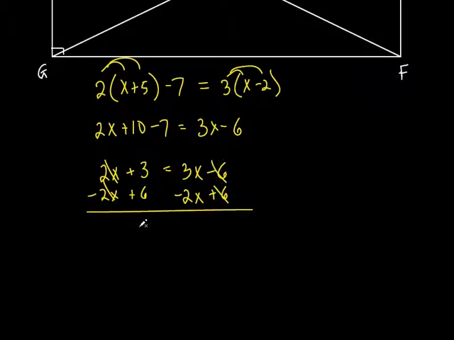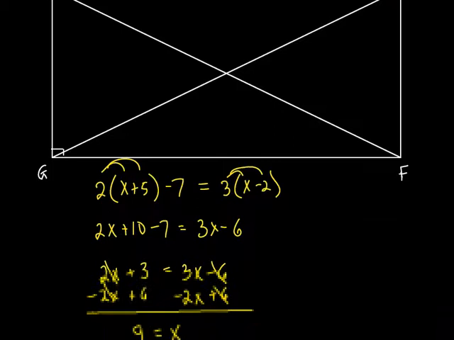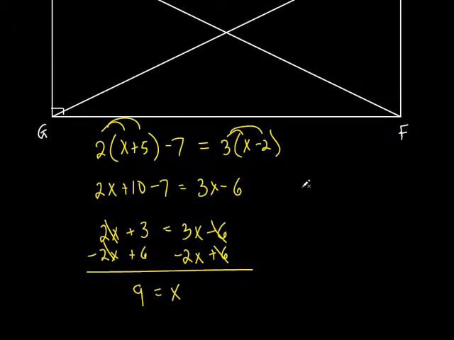All right, that cancels. So what do we get here? That's a 9, and that's a what? 1x, or just x. So x equals 9. Is that my answer, though? No, because the question says find EG. So what do I have to do? Plug that 9 in for what EG is.